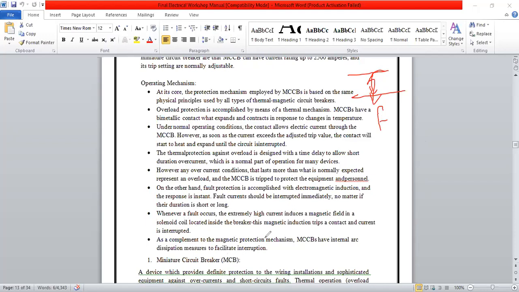Now, whenever a fault occurs, the extremely high current induces a magnetic field in the solenoid coil located inside the breaker, and this magnetic induction trips a contact and the current is interrupted. So a solenoid is introduced in the construction of this breaker. Now, as a complement to the magnetic protection mechanism, MCCBs have internal arc dissipation measures to facilitate interruption.